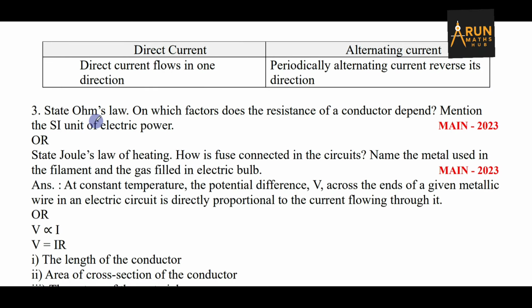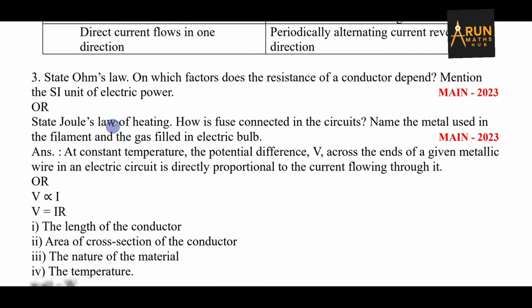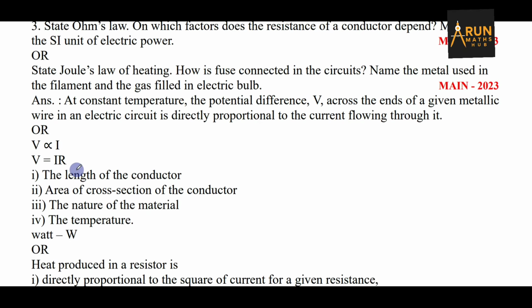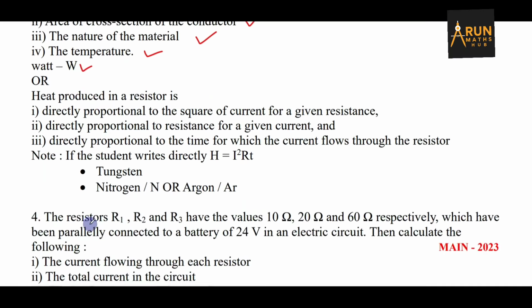State Ohm's law. Already we have learned. On which factors does the resistance of a conductor depend? Mention the SI unit of electric power. The resistance of a conductor depends on the length of the conductor, area of cross section of the conductor, nature of material, and also the temperature. The SI unit of power is watt.